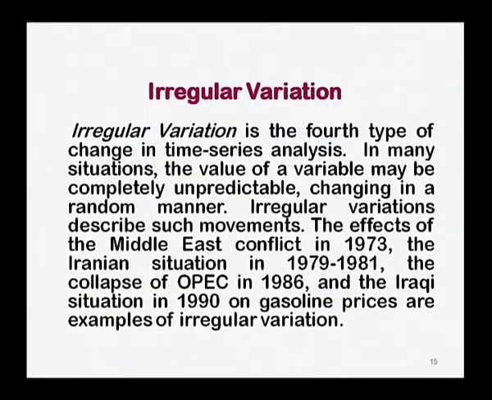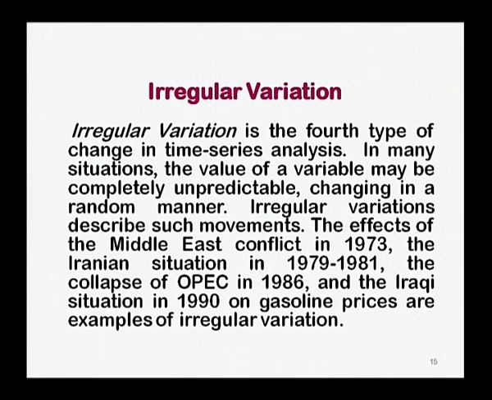Lastly, the irregular variation. Irregular variation is the fourth type of change in time series analysis. In many situations, the value of a variable may be completely unpredictable, changing in a random manner. Irregular variations describe such movements.